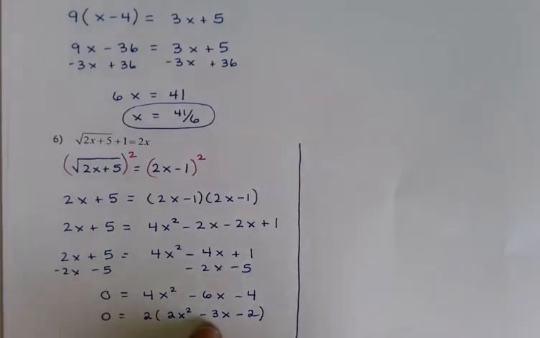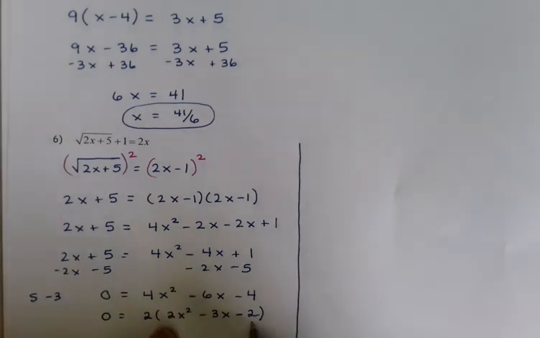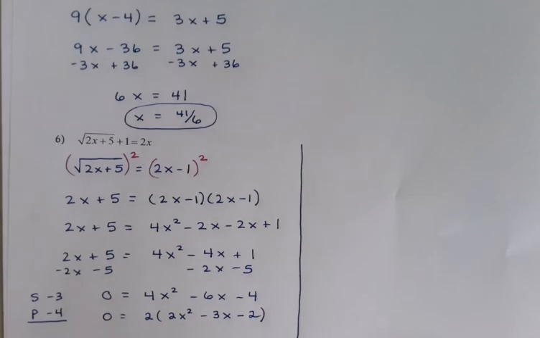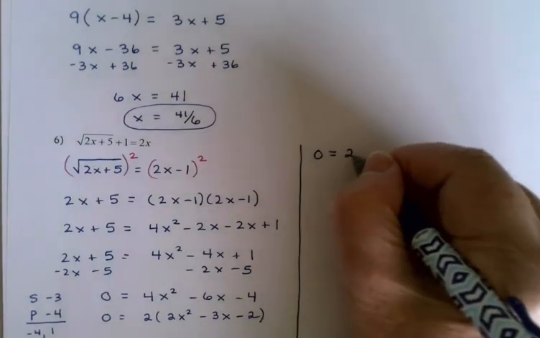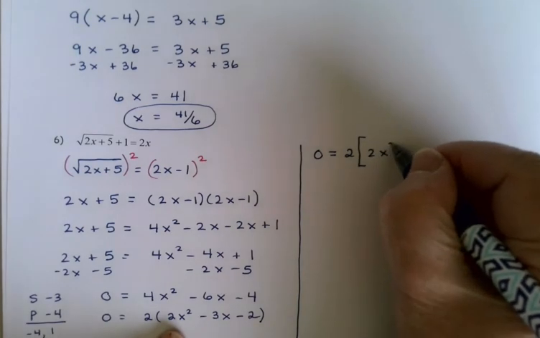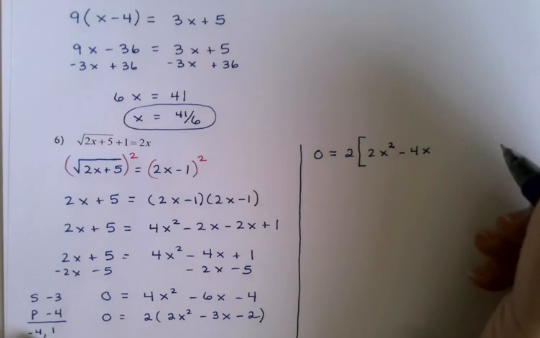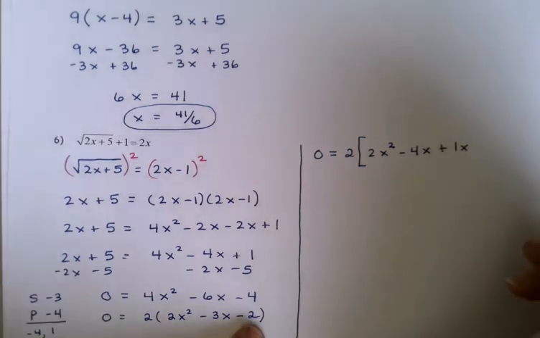And are we going to be able to come up with a sum of negative 3 and a product of negative 4? Looks like that one is going to work. Negative 4 and positive 1 would do that. So I have my 2x squared. Instead of the negative 3x, I'll write it as negative 4x plus 1x. And then that minus 2.